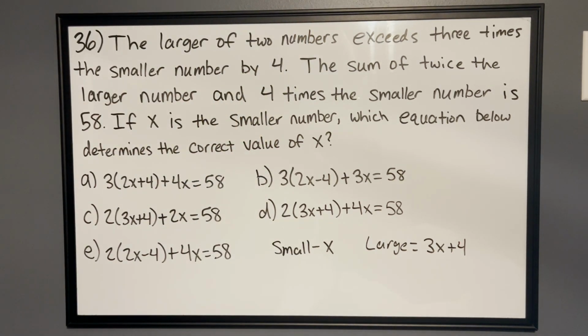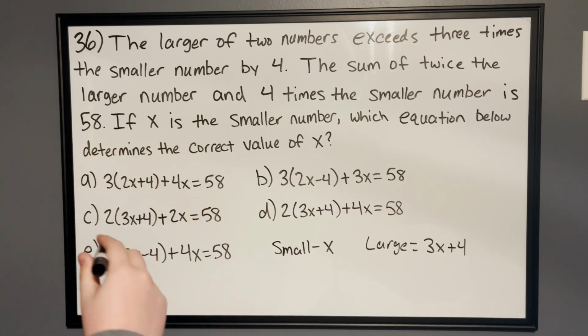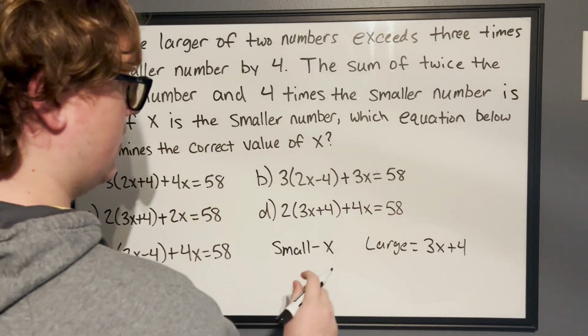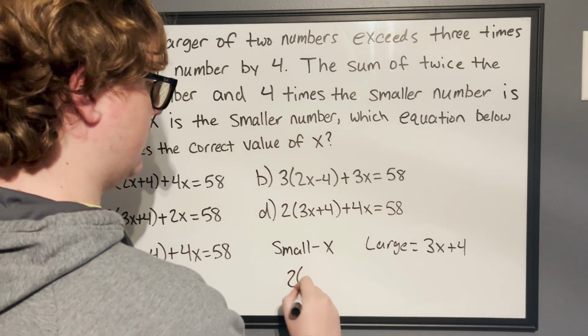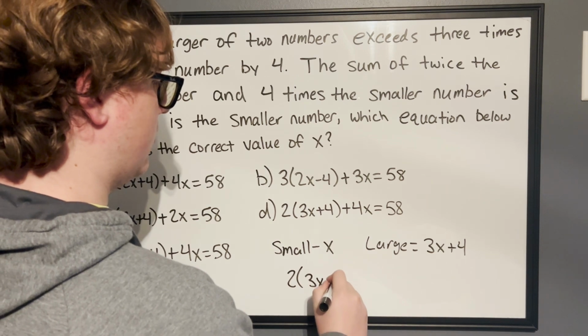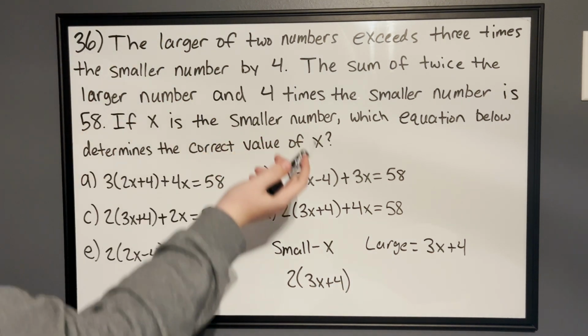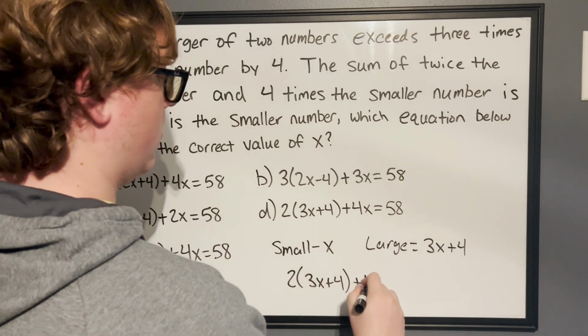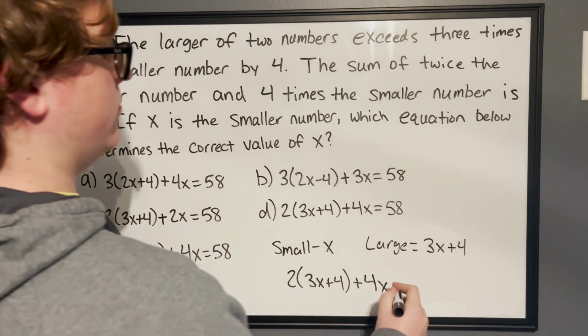So now it says the sum of twice the larger number and 4 times the smaller number is 58. So we know that it says twice the larger number. So 2 times this. So we have 2 times (3x plus 4). And then we're adding that with 4 times the smaller number. So plus 4, which is just multiplied by x because that's the small number. And that's equal to 58.